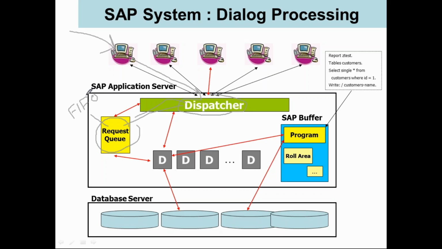So now here, the request has come. I will take it as first out. The first request comes and goes. We go for first come, first serve, deciding the particular work process. Then the work process communicates with the database instance, the database server gives a response to the work process, the work process to the dispatcher, and the dispatcher to the application server.